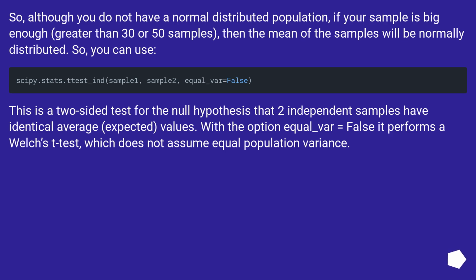This is a two-sided test for the null hypothesis that two independent samples have identical average expected values. With the option equal_var equals false, it performs a Welch's t-test, which does not assume equal population variance.